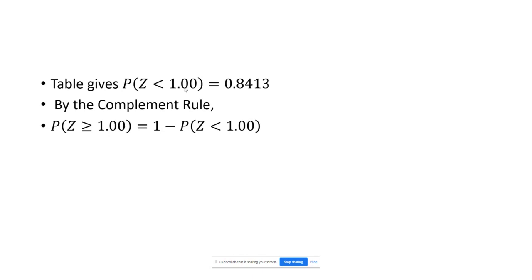Then we can use the complement rule to say that the probability that z is greater than 1 is equal to 1 minus the probability that z is less than 1. So we have 1 minus 0.8413, so we get 0.1587. So a little under 16% of women are shorter than 64 inches.